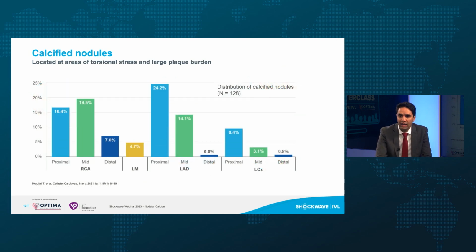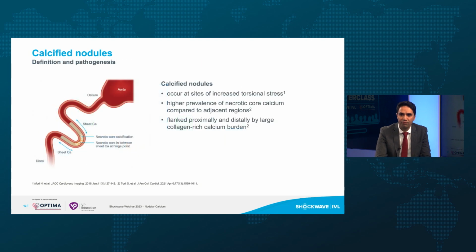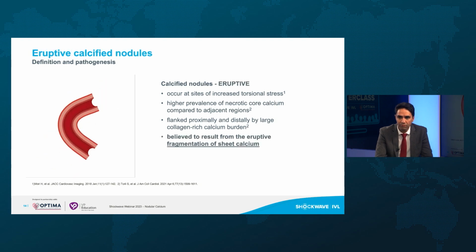This is just another way to look at it. Again, you'll notice that calcified nodules are focused around the proximal to mid vessels and really happen in areas with large plaque burden. So, as depicted on this cartoon, you can see that calcified nodules happen in areas of torsional stress, have large necrotic core, and critically are flanked proximally and distally by these large collagen-rich calcium burden areas. Let's go into a little bit about the different types of calcified nodules.